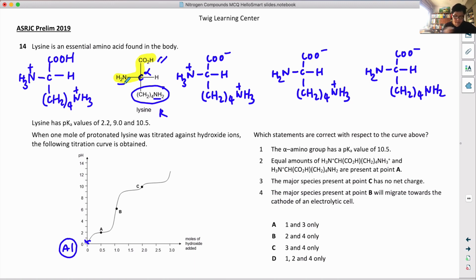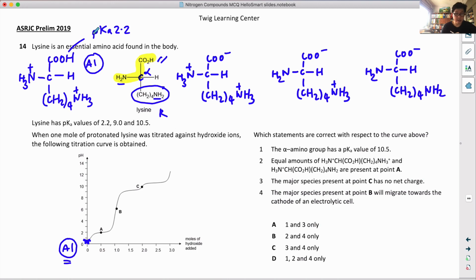Maybe I'm just going to draw everything nicely again. This first one, I'm going to call it A1. It is completely protonated. This is in a very acidic medium, so I'm calling it A1. I wrote it over here. This is the beginning of the graph. If you remember, this acid group has a pKa of 2.2. This is the most acidic one.